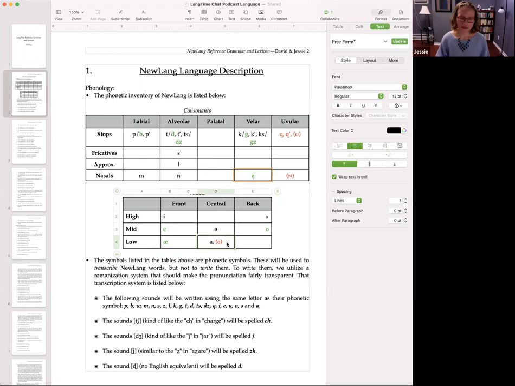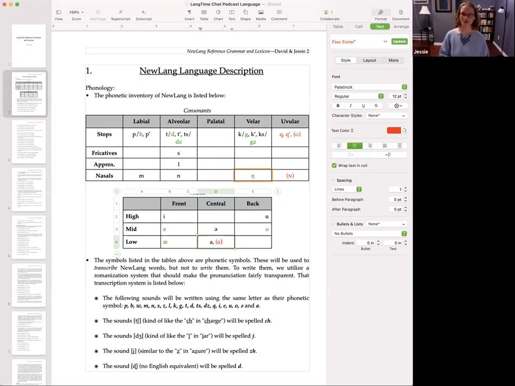Okay. So what had happened in the vowel section, and obviously, if you're listening to this as it's released, you're a patron, which means you also have access to the PDF. And so what you will see is that the central low vowel, I had mistakenly left the central low vowel there, added the back low vowel, but put it in red. And that was just all wrong.